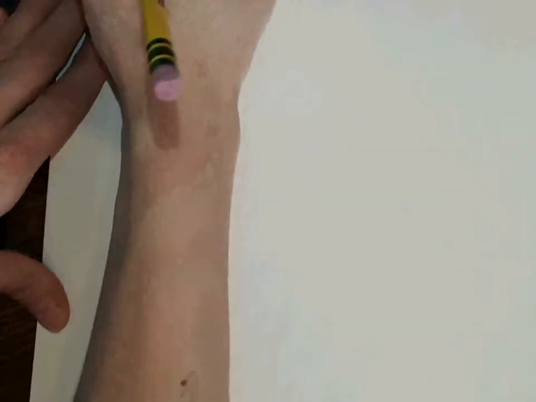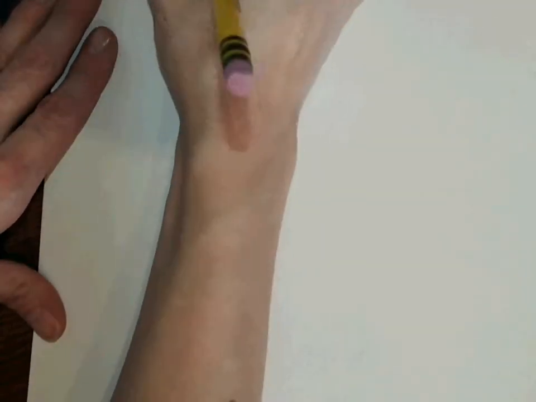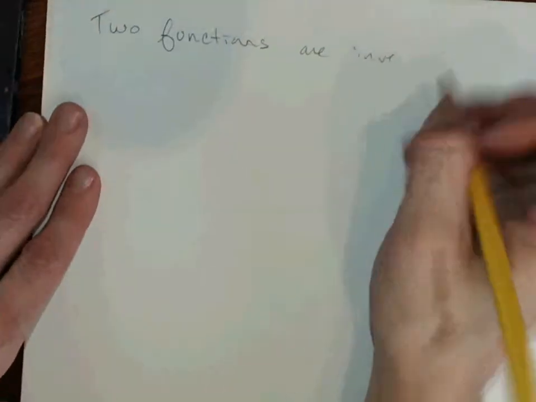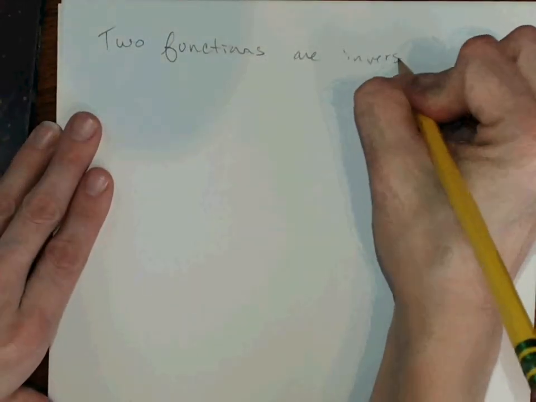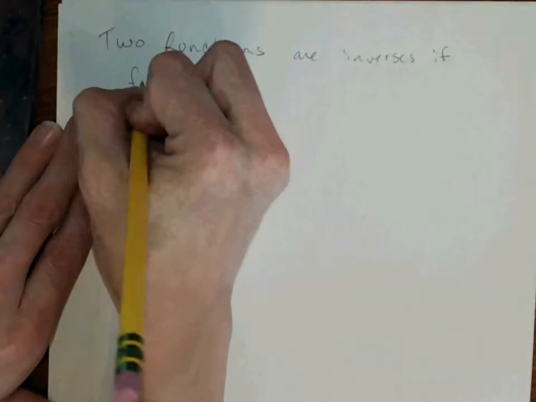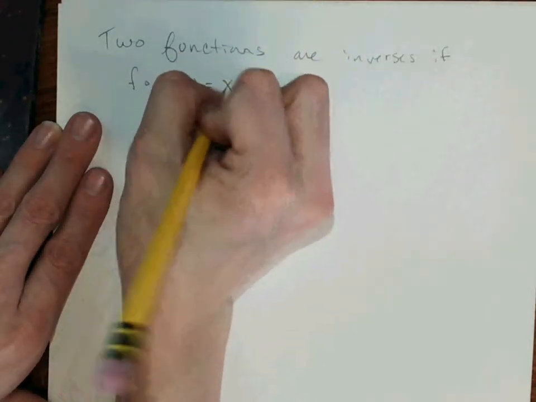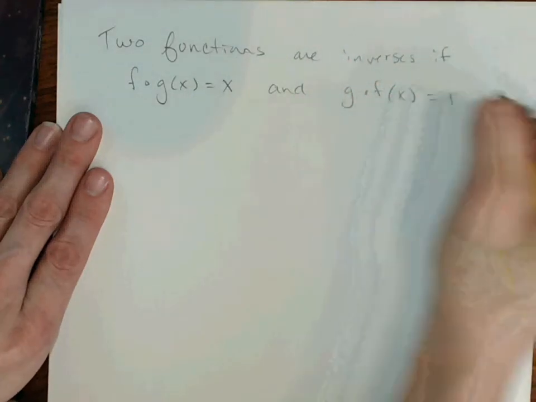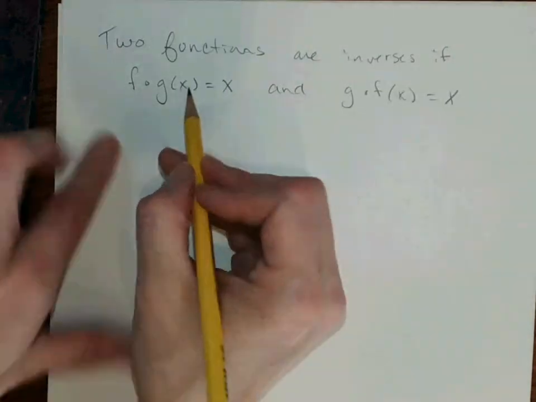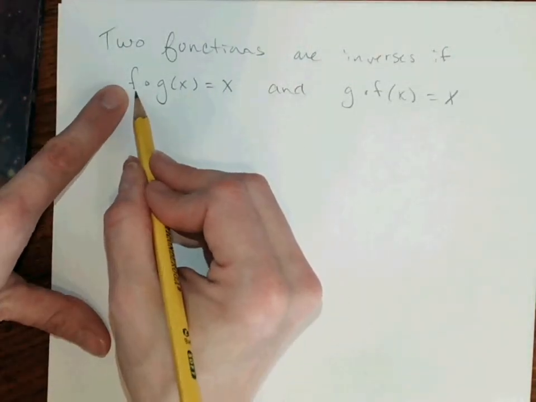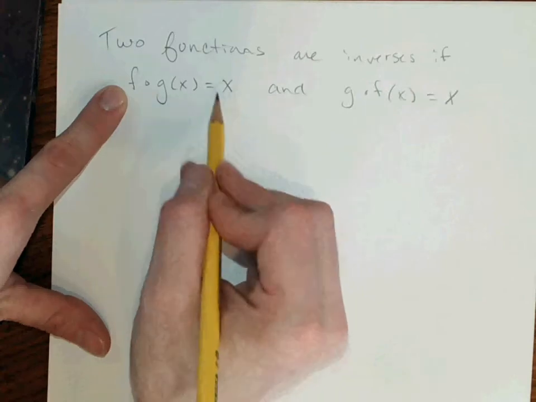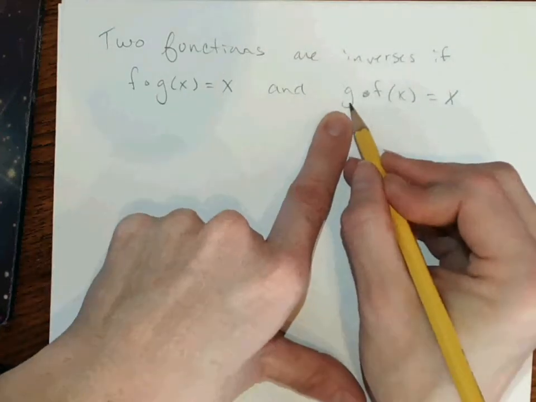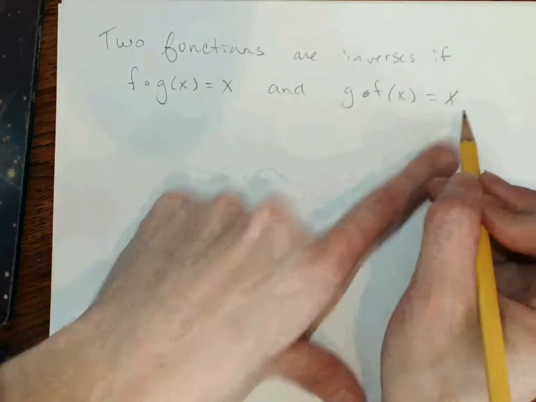Remember the idea of an inverse: two functions are inverses if f of g of x is equal to x, and g of f of x is also equal to x. What that means is that if I have a function f and I plug g of x into it, it should cancel out anything that f did. And likewise, if I have g and I plug f of x into it, it should cancel out whatever g did.